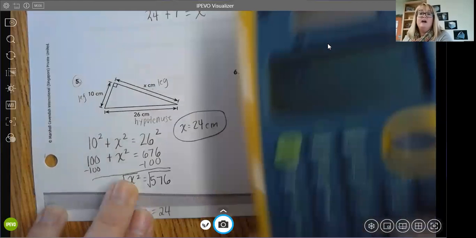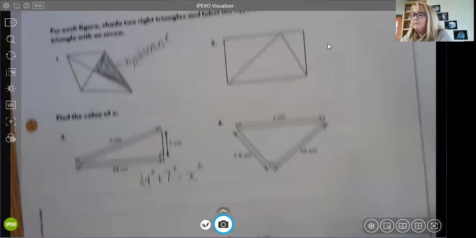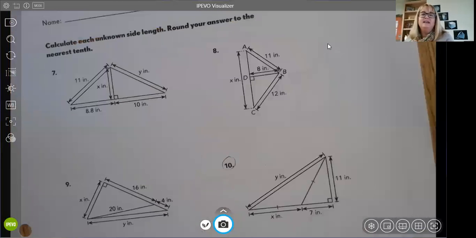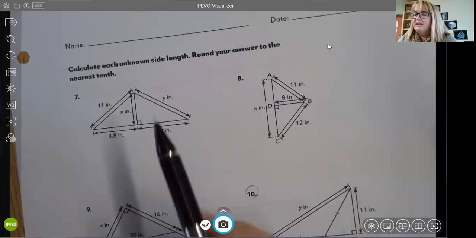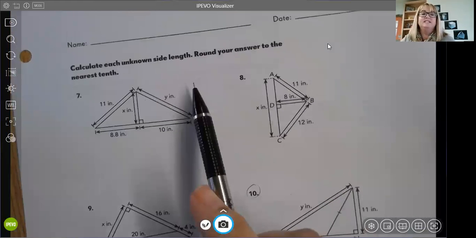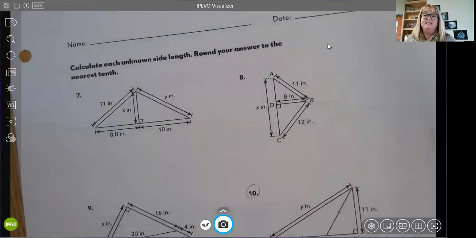All right, so 3 through 6 is fairly straightforward. You just put the numbers in the correct place on the formula and then solve. All right, 7 through 10 are a little bit trickier because you've got a more complex shape. So it says calculate each unknown side length, round your answer to the nearest tenth. So we're going to set one up, and then when we set it up, then we will do number 10 together. So let's set 7 up.